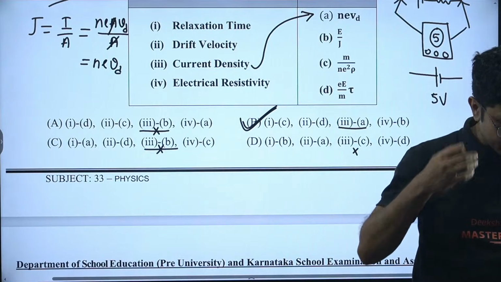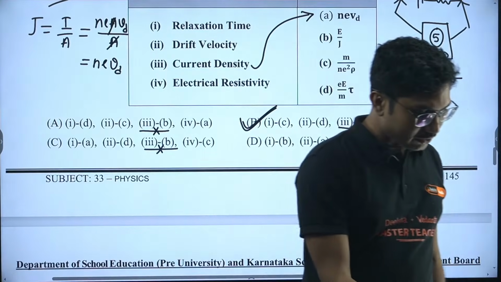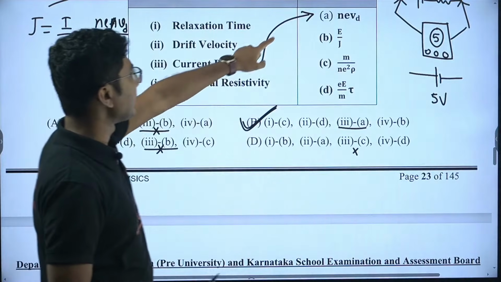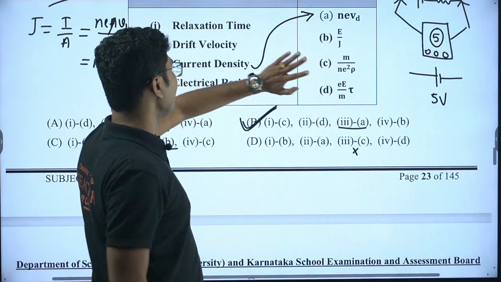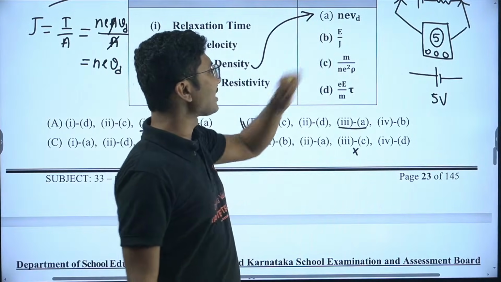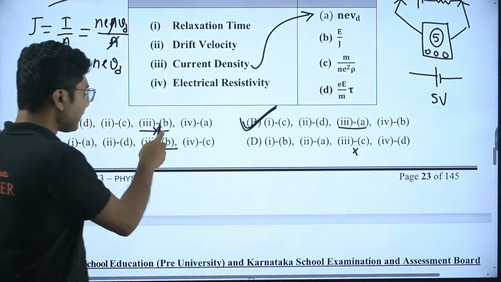Sunita, no, not option C. Sagar also, it should not be C. If you see C, 3 is not matching with A. So be careful. Current density is given. How can current density be matched with current density? So check the options once.